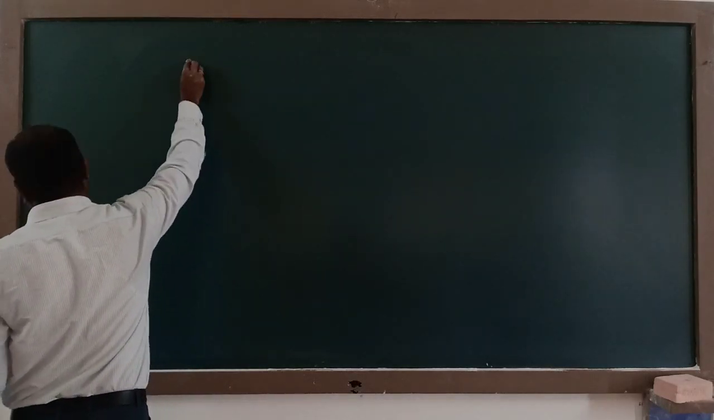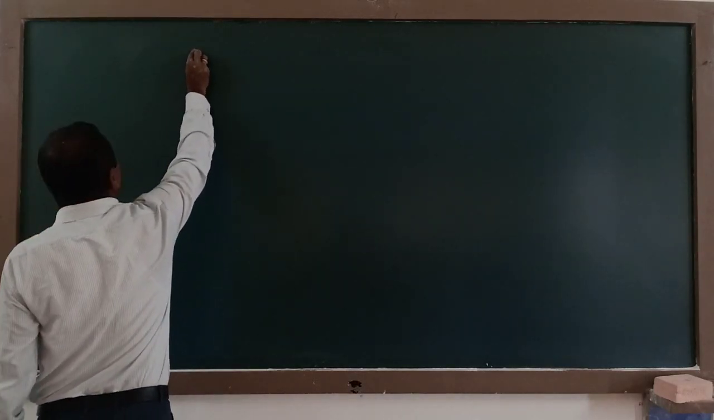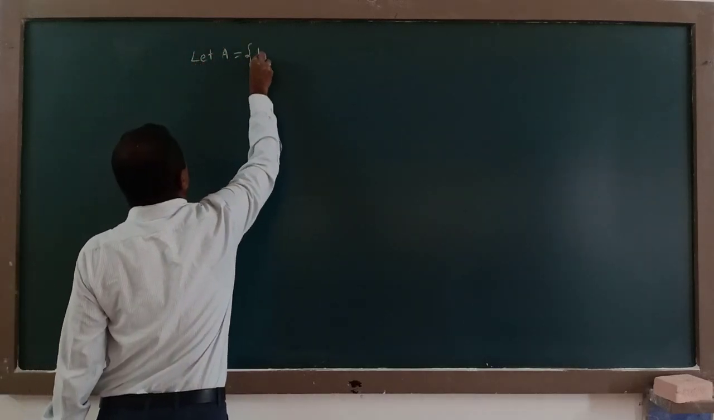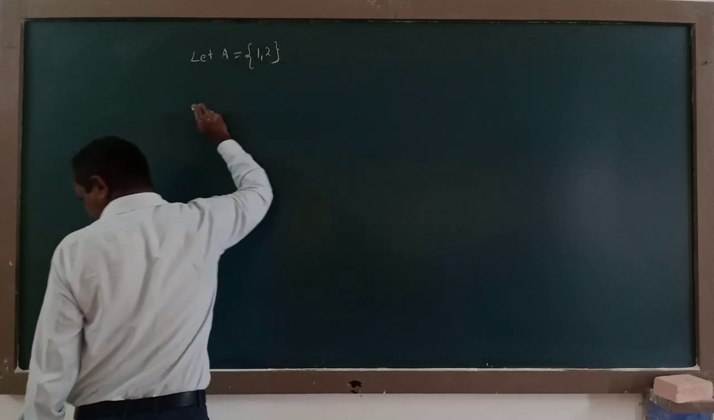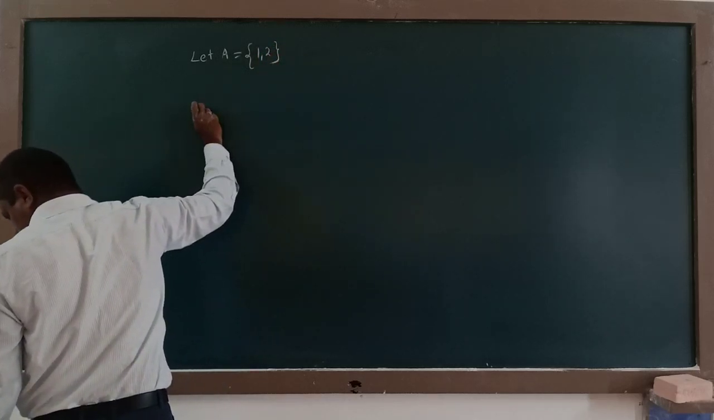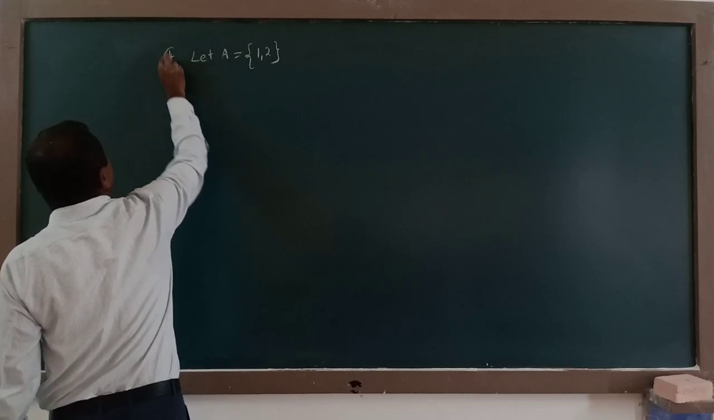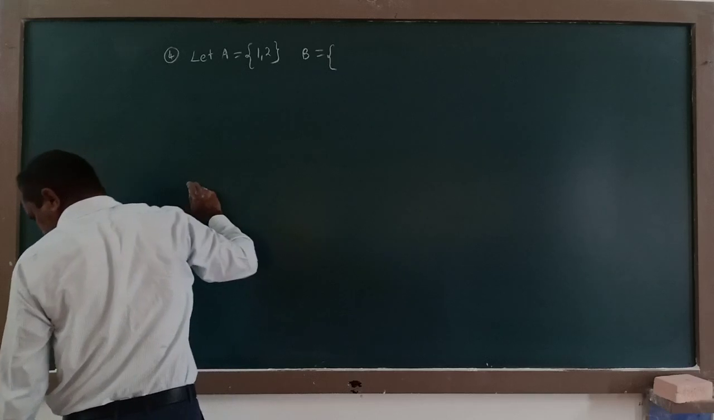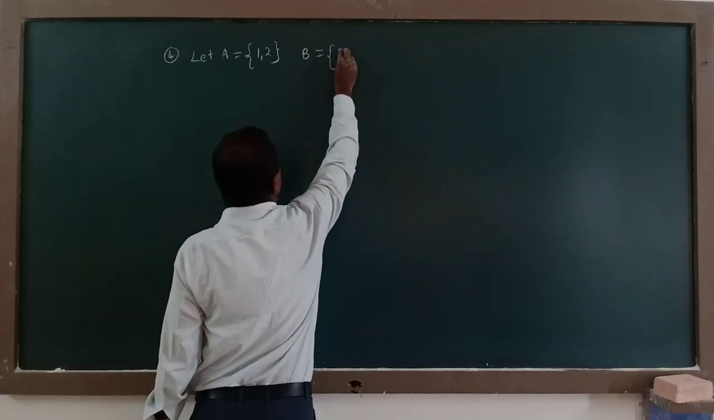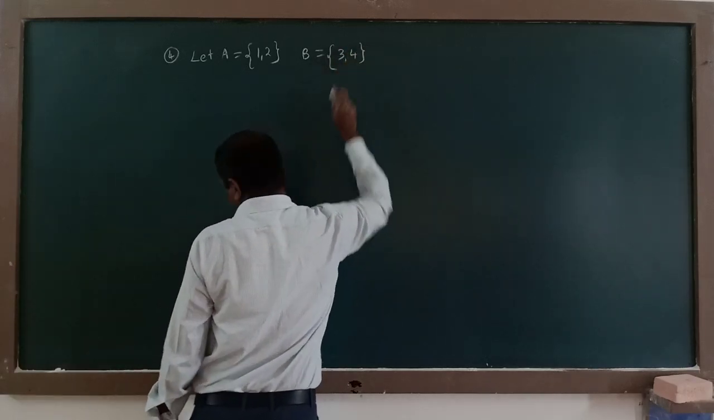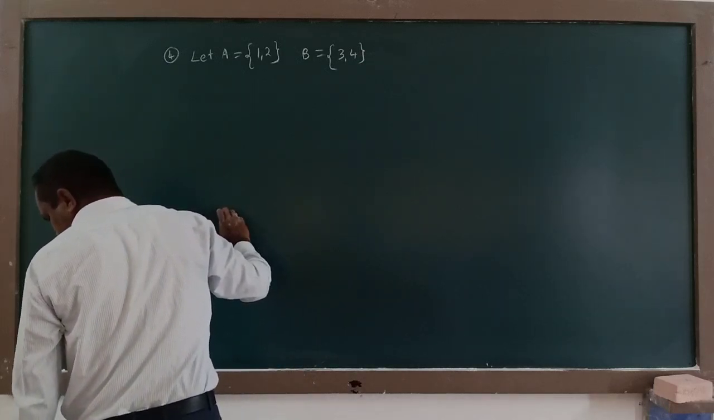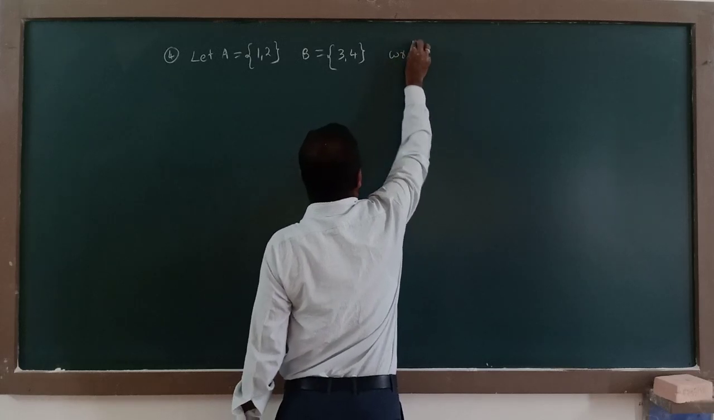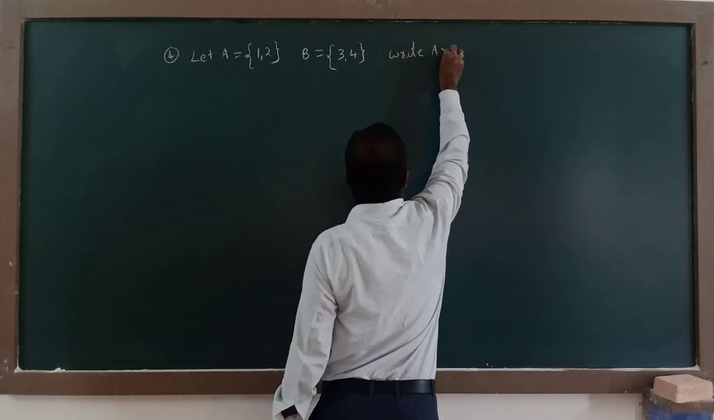Next question. It's the fourth question now. Let A be the set of elements 1, 2, and B be the set of elements 3, 4. Write A cross B.